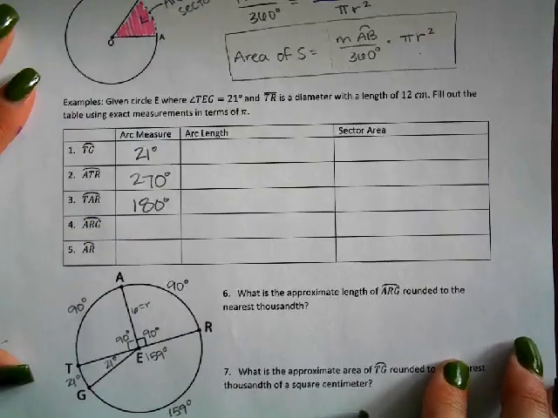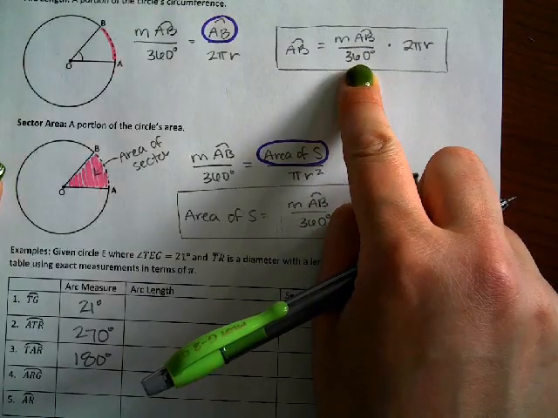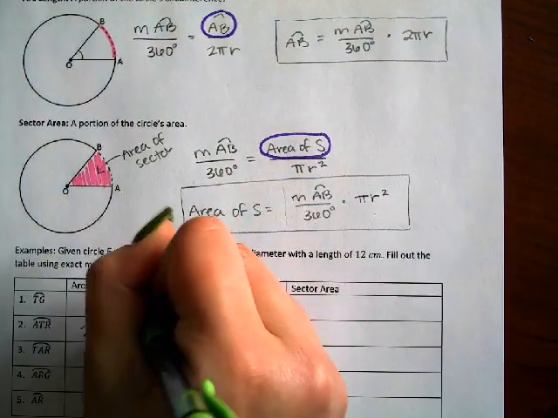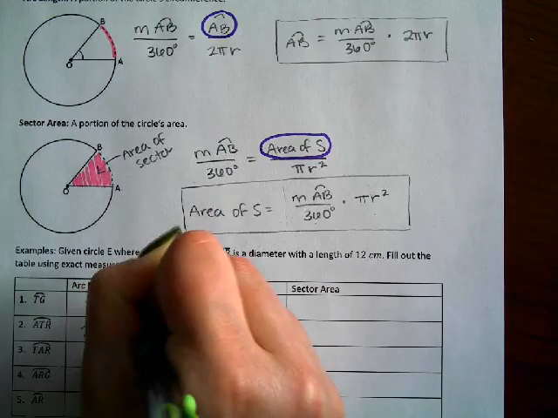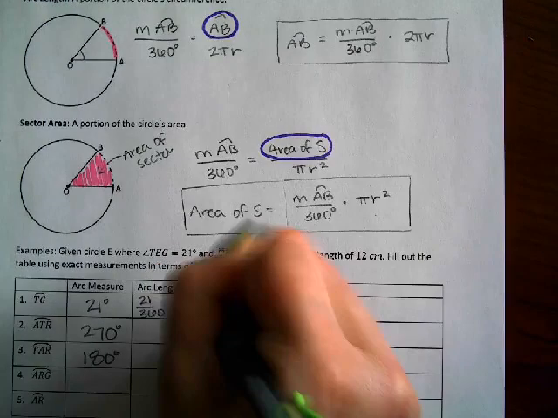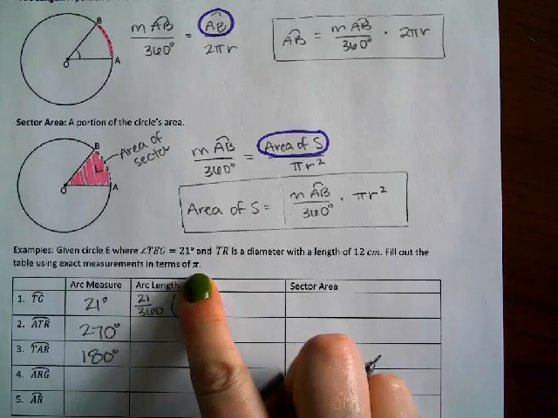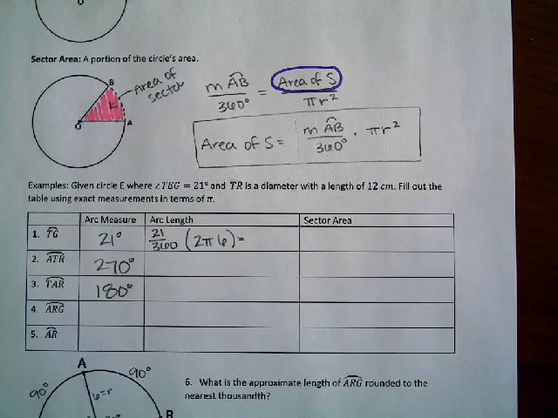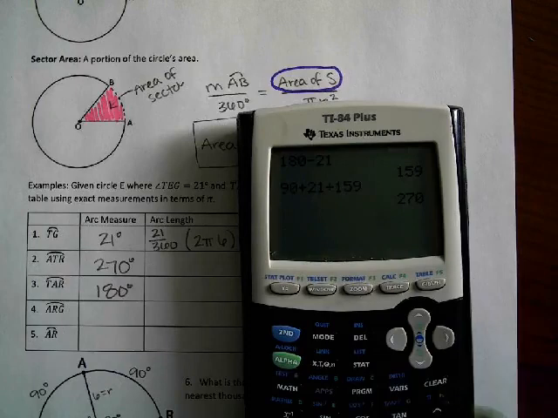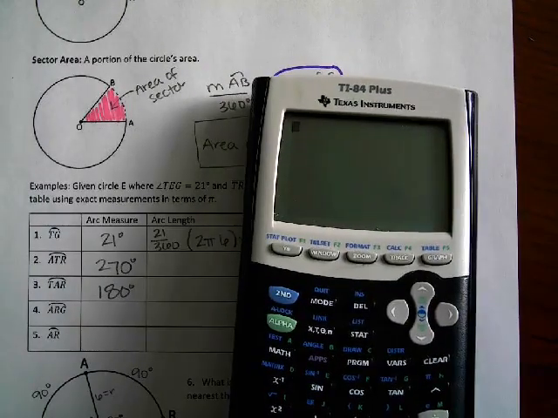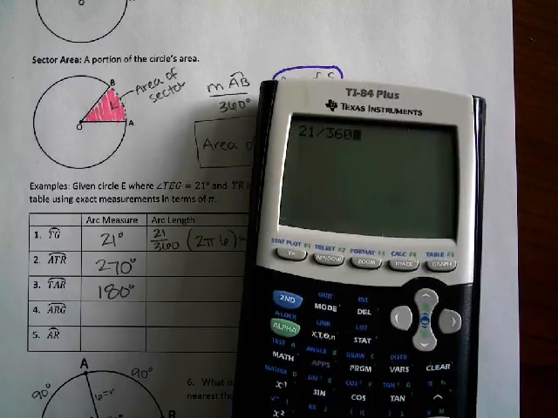Okay, so the arc length formula is the measure of the arc divided by 360 times 2 times pi times r. So we're going to have 21 out of 360, and then 2 pi r, so 2 times pi times 6. In the instructions, they want the answer in terms of pi. That means you don't type the pi in your calculator, you put it on your paper instead. So the only thing I'm going to type in my calculator is 21 divided by 360 times 2 times 6.